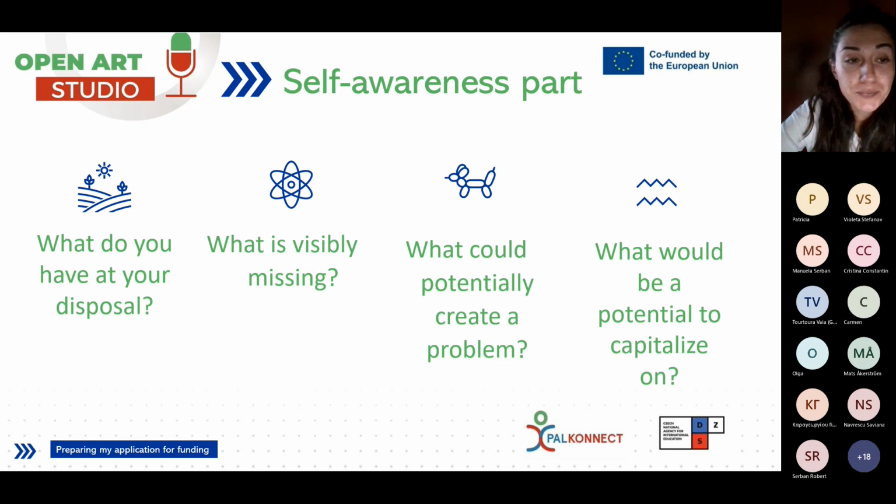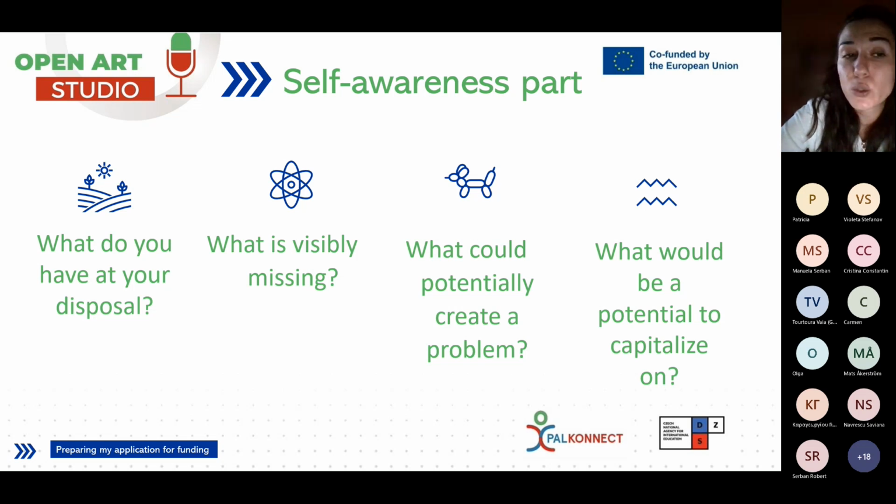So, the self-awareness part. Here, self-awareness is a diagnosis of your professional environment, which will help you to identify real needs, experience so far, and expectations for the future. So I would like to encourage you to answer the following questions. What do you have at your disposal? What is visibly missing? What could potentially create a problem? What would be a potential to capitalize on? It's very important to ask yourself these questions in order to help you write your proposal.